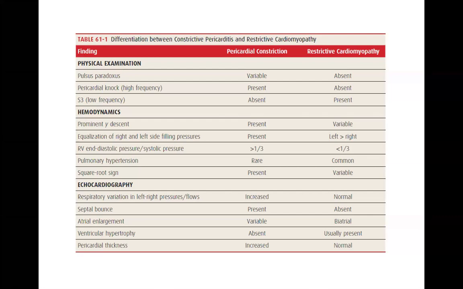So there will be what you call bounce back septum. When you take a breath, there will be venous return going to the RV. The septum will go to the left. There will be increased flow on the left, increased on the right, and this will be very prominent in pericardial constriction. However, it will be normal in restrictive cardiomyopathy.